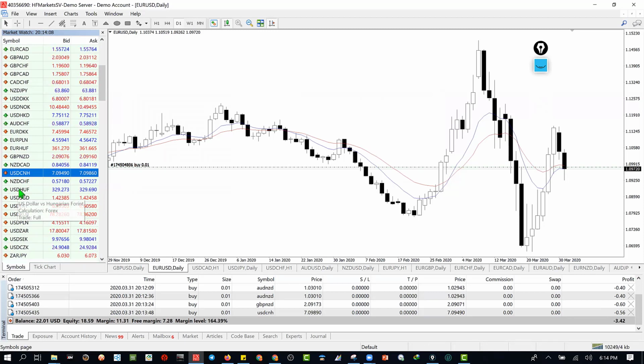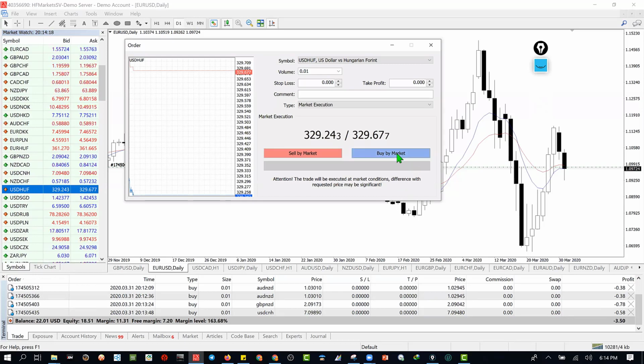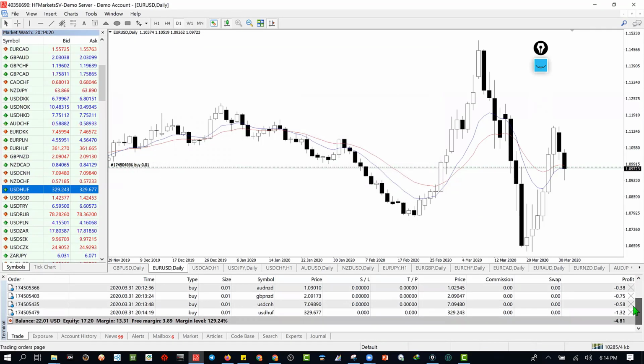So let's take an example of USD against the Hungarian currency right here. New order. Let's buy the Hungarian forint right here. You can see we have been charged $1.30. That is, the spread is 130. And that is exotic currency pairs. You can see the spread is very high.